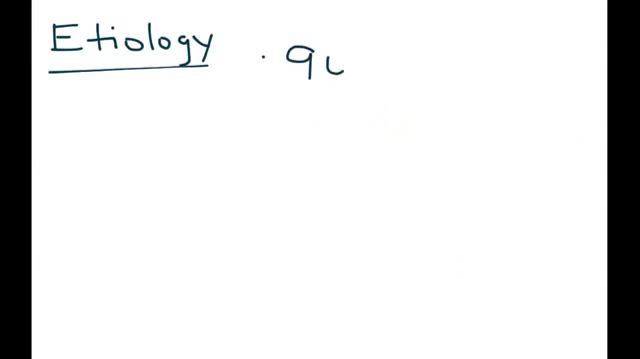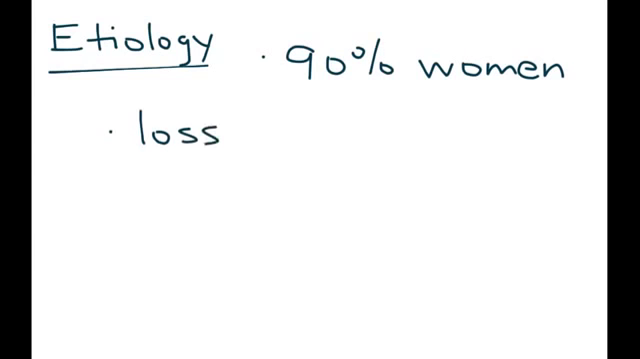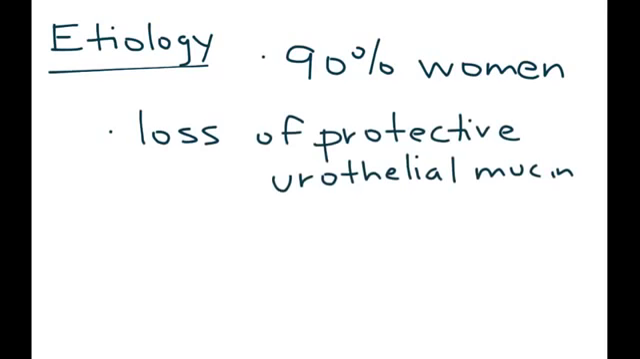Etiology: 90% of the cases of IC occur in women, and interstitial cystitis is thought to have been caused by the loss of the protective urothelial mucin. And this is, of course, what protects the inside of the bladder. In addition to this, penetration of urinary potassium into the bladder wall can lead to the ulcers.